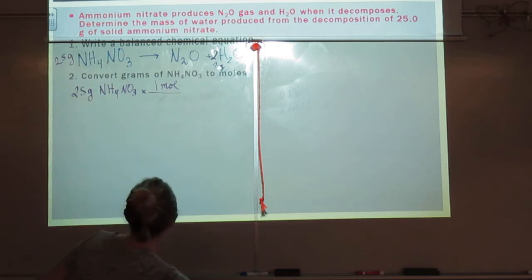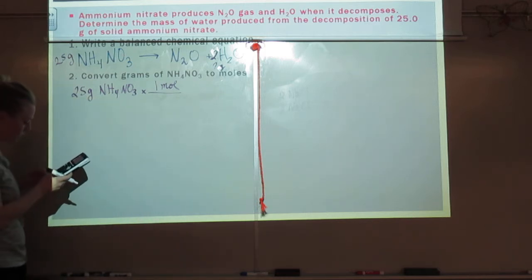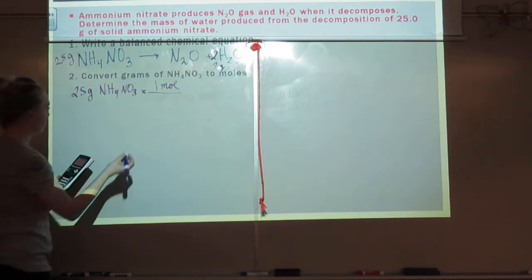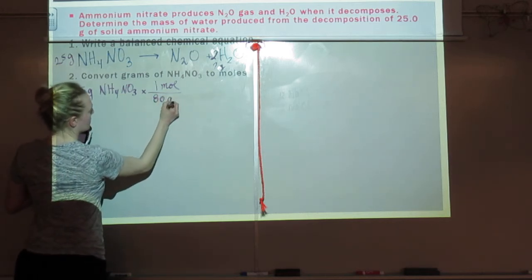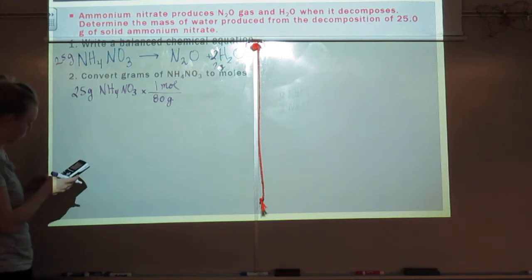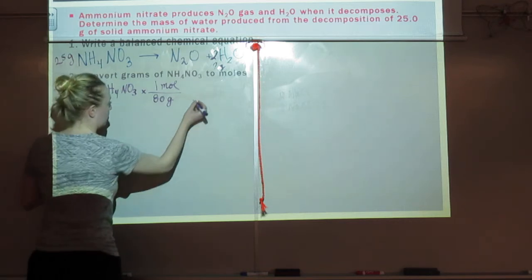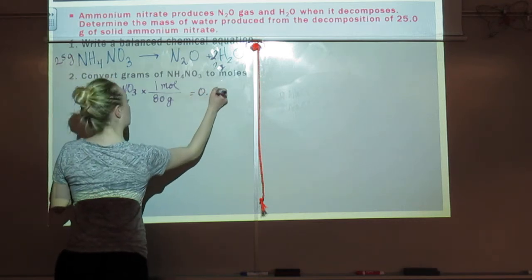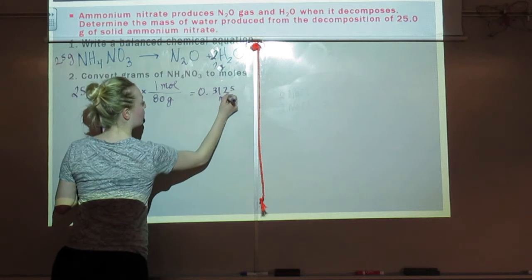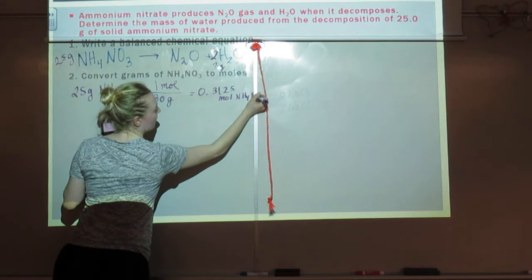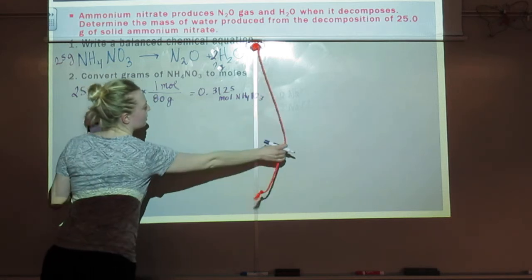Got my handy calculator here, so I can calculate. You can calculate along with me. I've got 28 plus 4 plus 3 times 16. So 80 grams are in 1 mole. So we'll just do a little bit of multiplication, or division rather, here. 0.3125 moles of the NH4NO3. I know you can't see this very well with the string in the way.